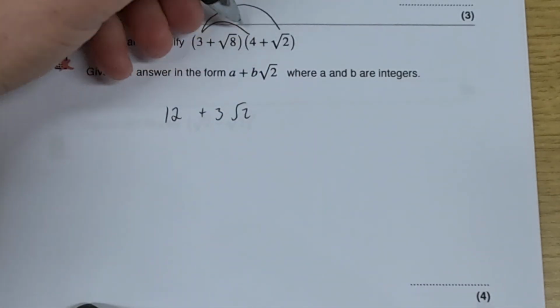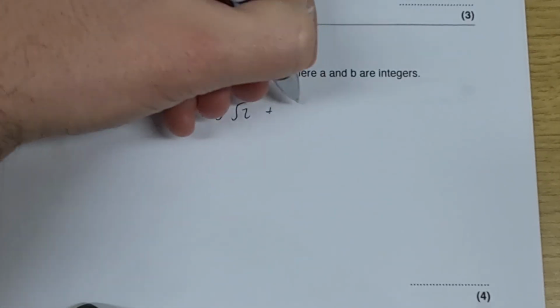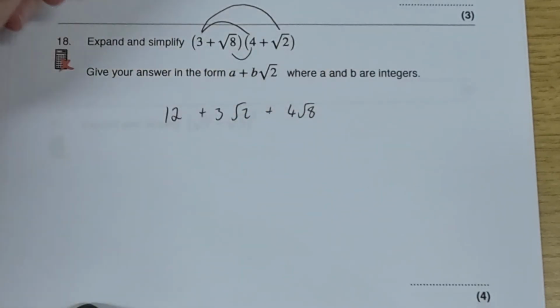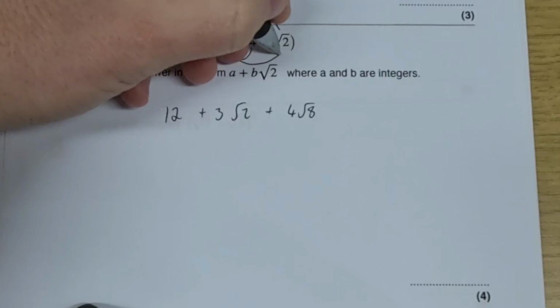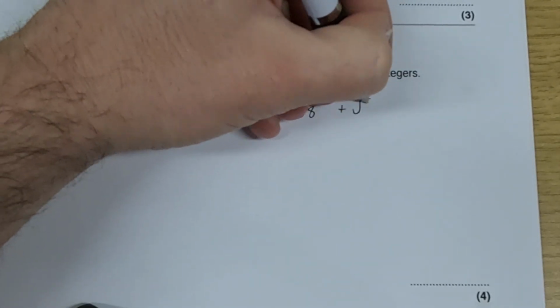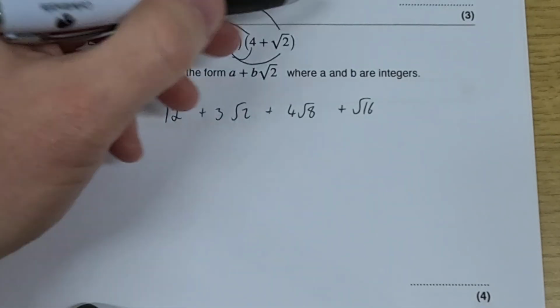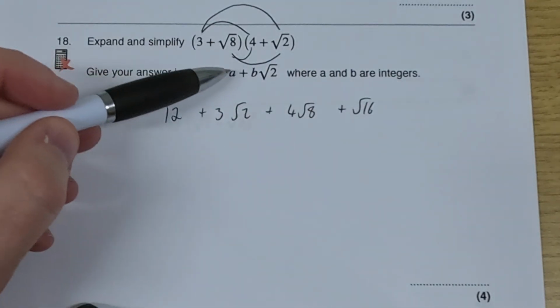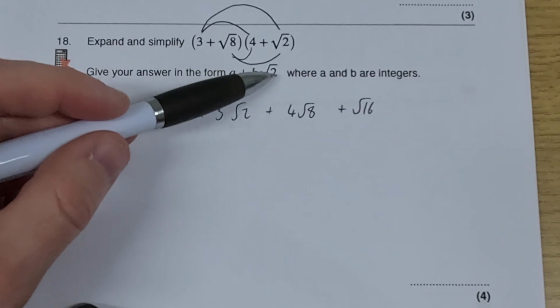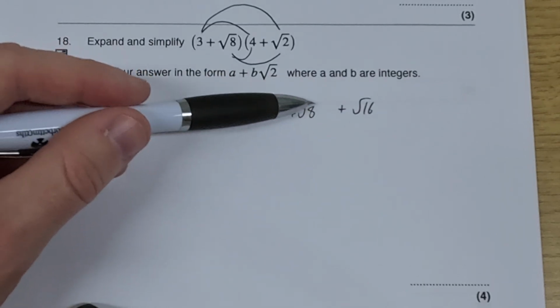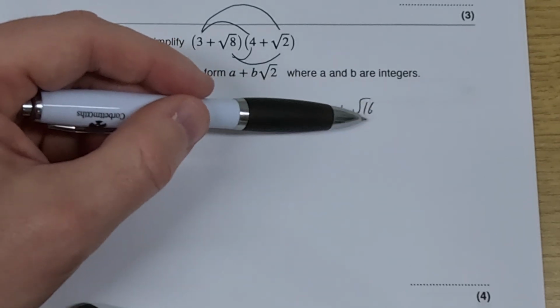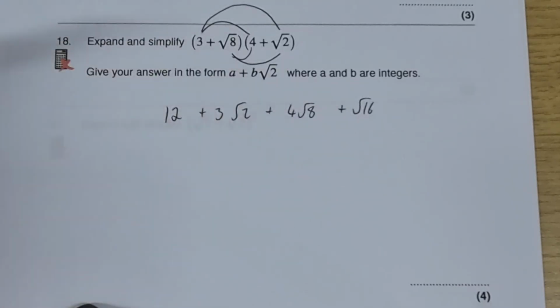Root 8 times 4 would be 4 lots of root 8, so plus 4 lots of root 8. And then finally, root 8 times root 2 would be plus root 16, because 8 times 2 is equal to 16, so it would be root 16. Now let's simplify this, because we've been asked to give our answer in the form of a plus b root 2. Here we've got a root 8, so that means we can simplify that. Root 16 is actually equal to 4, so let's simplify this.